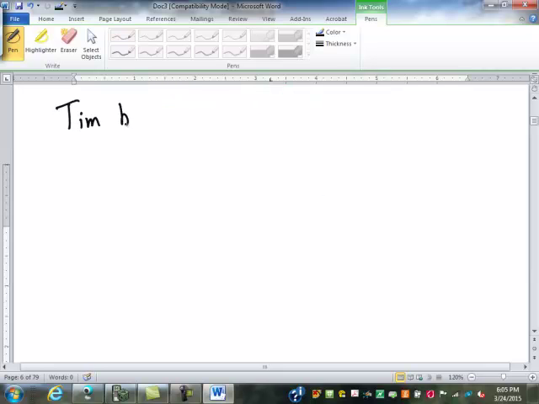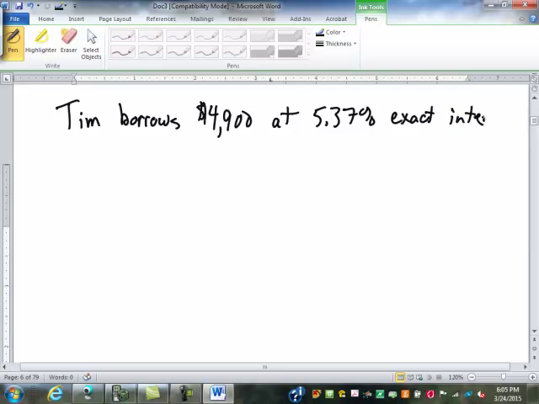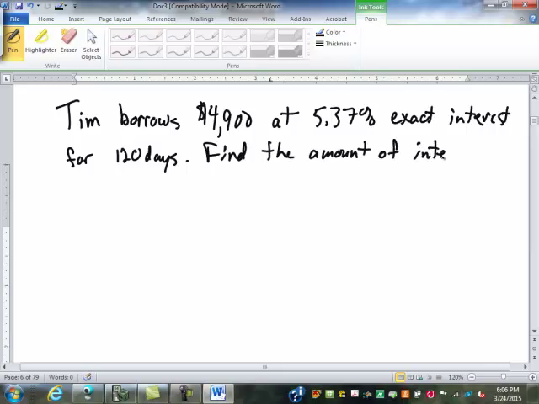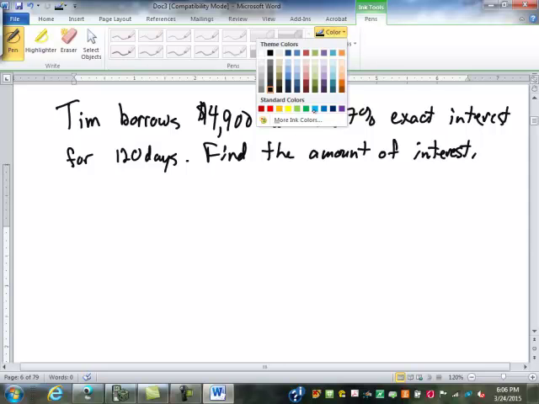Let's say Tim borrows $4,900 at 5.37% exact interest for 120 days. Find the amount of interest. Tell me what to do.